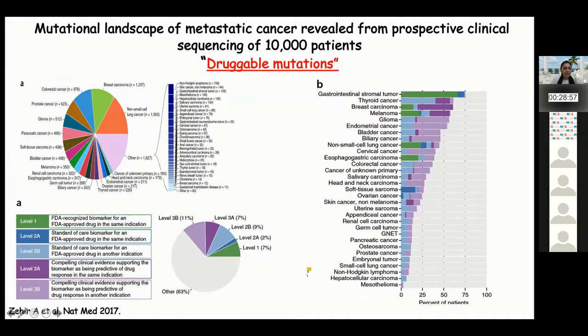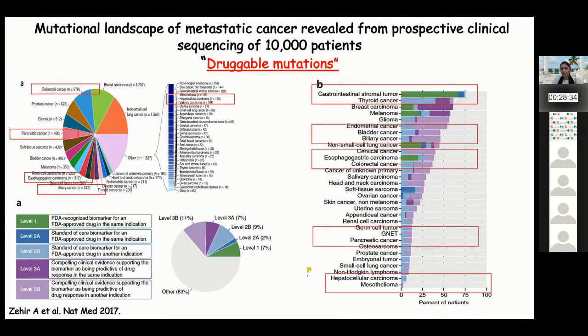Now, this was a very interesting paper that came out from a Memorial Sloan Kettering colleagues in which they profiled over 10,000 patients in a prospective fashion who had metastatic cancer. And you can see a large proportion of those patients, in fact, had some form of a GI tumor, either colorectal, pancreas, biliary, GE junctions, or hepatocellular carcinomas. And a large proportion of these patients, in fact, had druggable mutations, making it important for us to be able to determine these mutations so that we can appropriately target them.